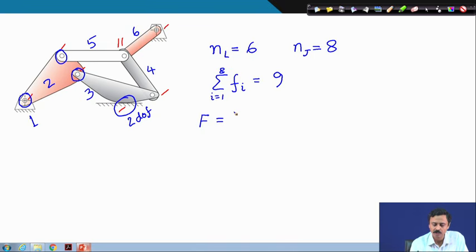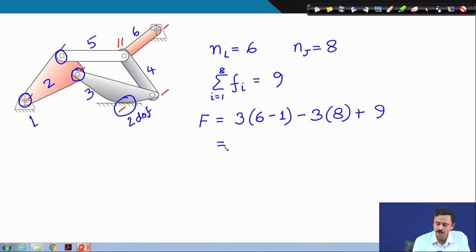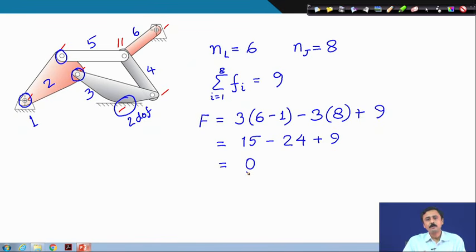Therefore, degree of freedom of the whole chain is 3 times (number of links minus 1) minus 3 times number of joints plus summation of degree of freedom of all joints. This gives us 15 minus 24 plus 9, and that turns out to be 0. Therefore, this assortment of links, even though it looks like it can possibly move, cannot; it is a structure.